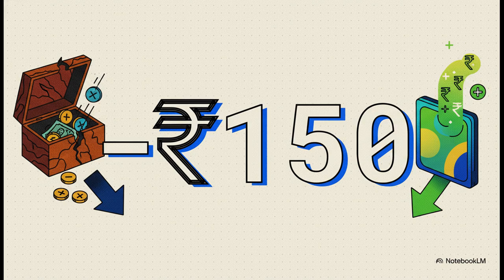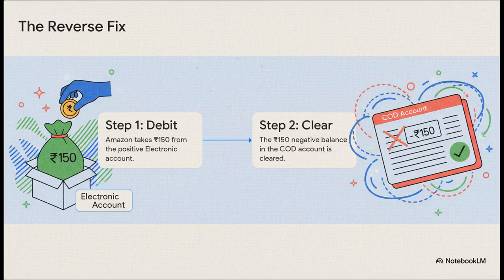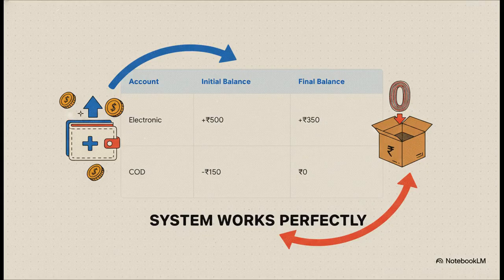Easy, right? Okay, let's flip the script. In scenario 2, it's your COD account that's in the red. Let's say it's sitting at negative 150 rupees, but at the same time, your electronic account is doing great and has a positive balance. You can probably guess what happens next. The logic is exactly the same, just in reverse. The system takes that 150 rupees from your positive electronic account and uses it to settle the debt in your COD account. And if we look at the final numbers, you can see the COD account is back to 0 and your electronic account balance has been reduced by that exact same amount. See? The system works perfectly, no matter which way the money needs to flow.